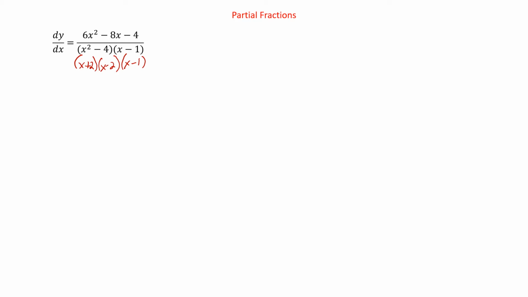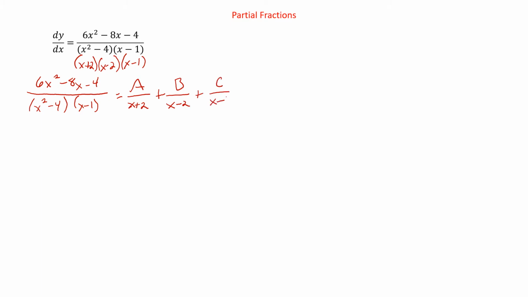So we can split this up. 6x squared minus 8x minus 4 over x squared minus 4 times x minus 1 is going to equal something over x plus 2 plus something over x minus 2 plus something over x minus 1.